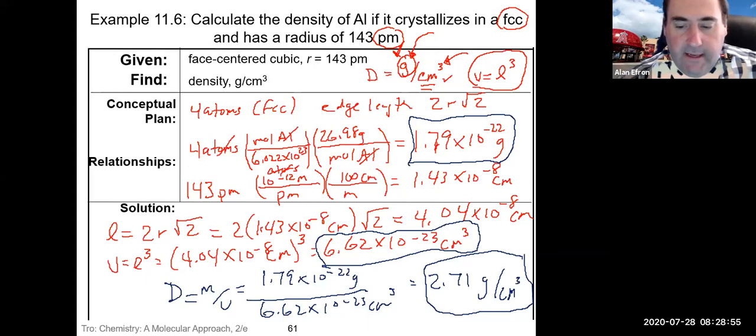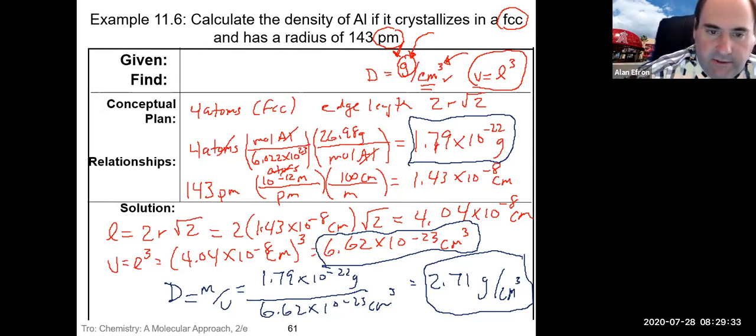So any questions on that calculation there? So when you're doing these, it's important to remember how many atoms each of those cubic cells will have, because obviously that will allow you to get to the grams part correctly using Avogadro's number. And it's also important to know how it crystallizes because, again, it will give you the proper formula for the length so that you could get to the volume. Any questions on that calculation there? Okay.